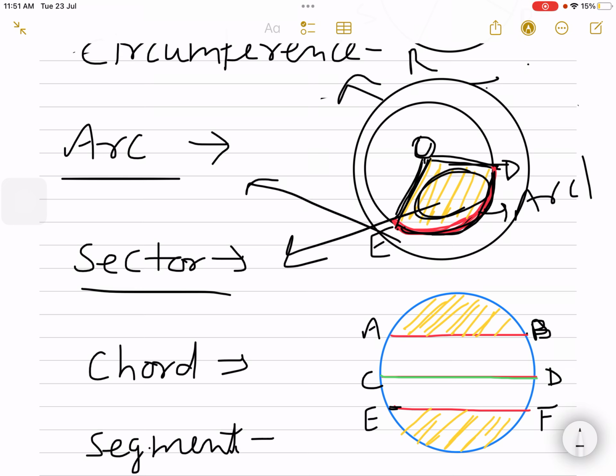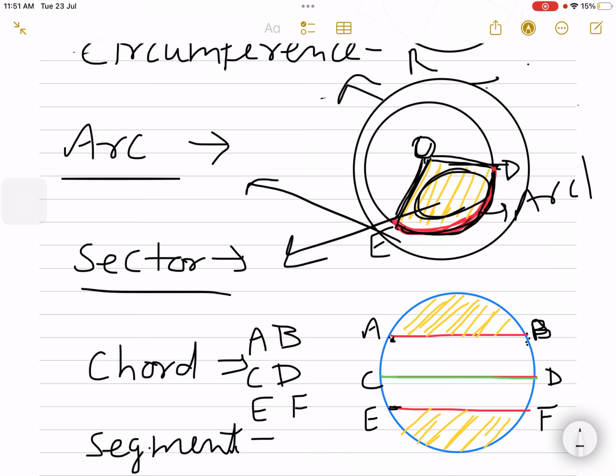Now we talk about the chord of the circle. So chord of the circle, what does it mean? See, any line segment which has both end points on the circle, like here A and B, both have end points on the circle. So any line segment which has both its end points on the circle is known as chord. So here AB is a chord of the circle, CD is a chord of the circle, and EF is also a chord of the circle.